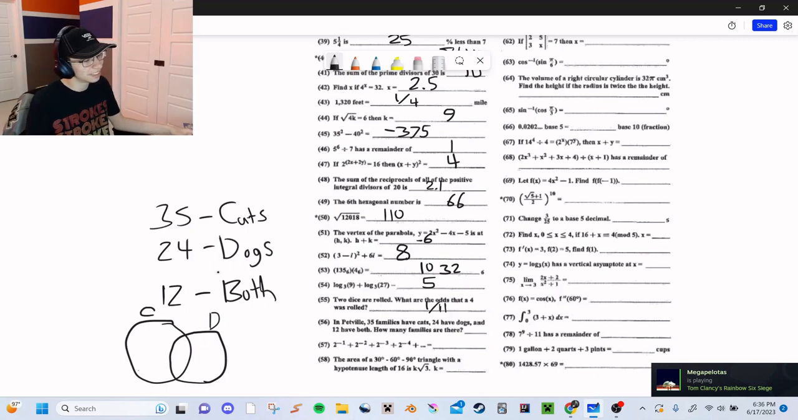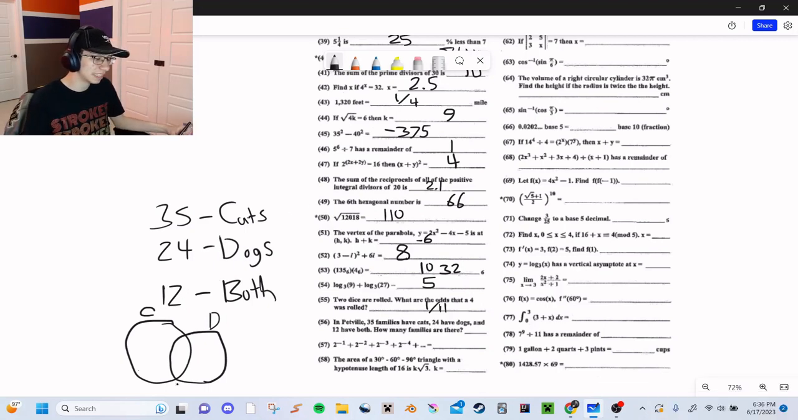Okay, so in this intersection here would be the amount they both share. We already know what that is. In this intersection, there are 12 people, 12 families, with both.